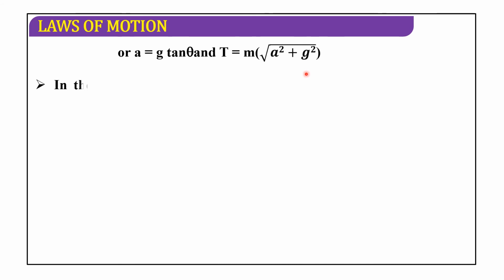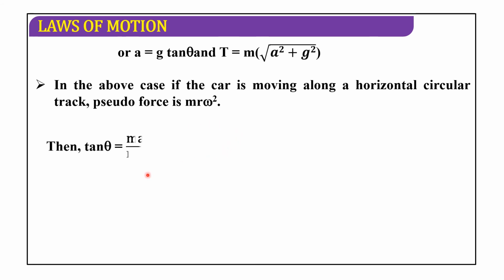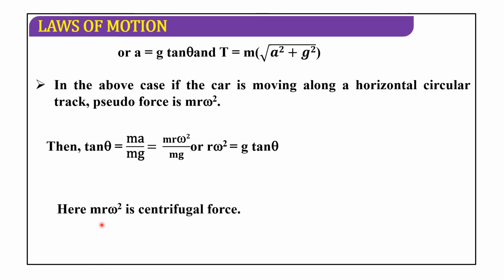So in the above case, if the car is moving along a horizontal circular track, the pseudo force is m r omega square. So then tan theta is equal to ma by mg, that is m r omega square by mg. m gets cancelled. r omega square is equal to g tan theta. So here m r omega square is the centrifugal force.